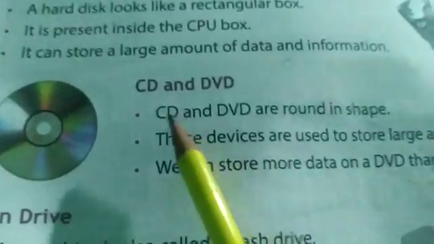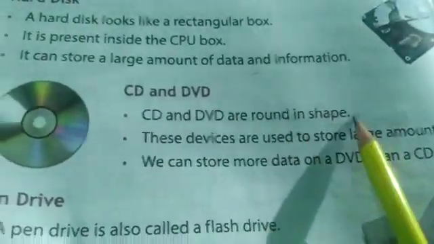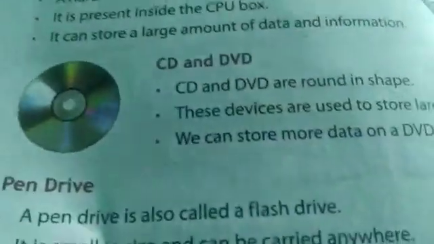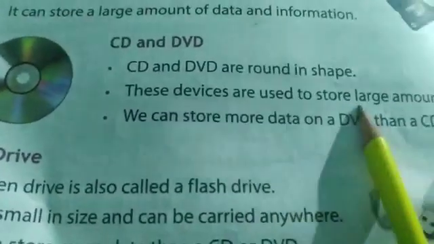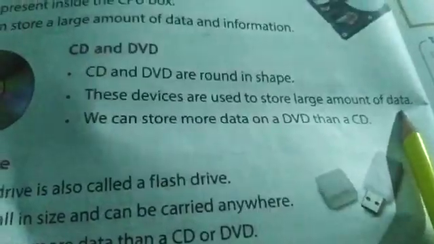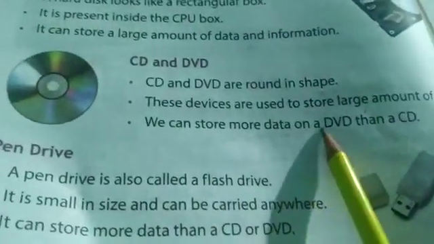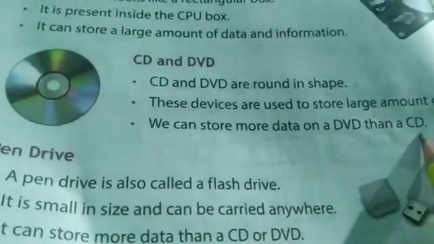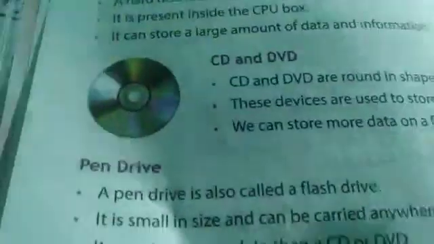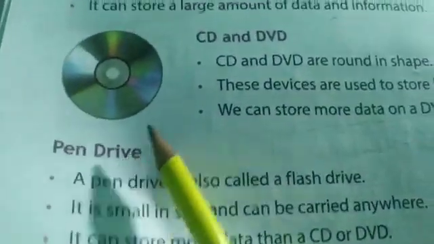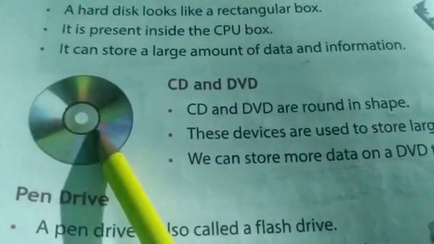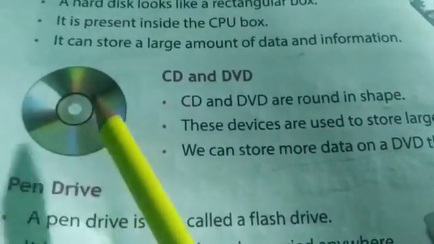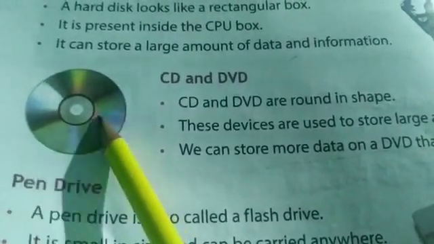CD and DVD. CD and DVD are round in shape. Children, you can see this CD and DVD. These devices are used to store a large amount of data. We can store more data on a DVD than on a CD. Now next, come to pen drive. Children, on this CD we used to keep movies. In these CDs we can save data.